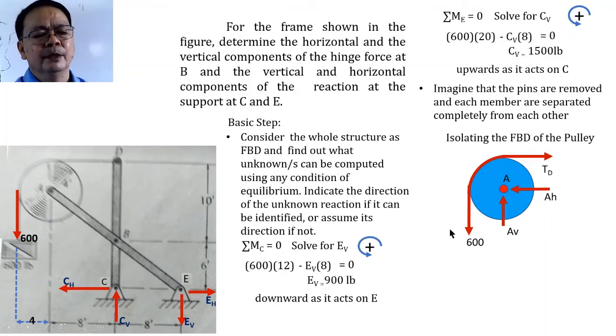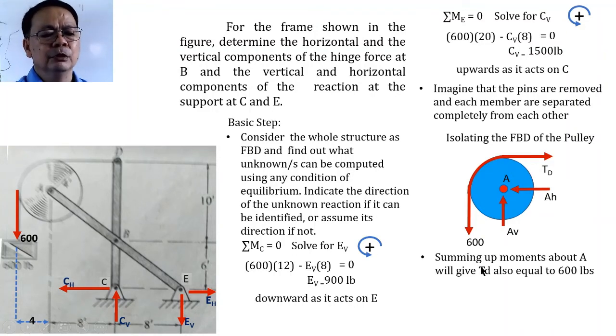So you will notice here that the pulley now is isolated completely as a free body diagram. And because this is part of an equilibrium, this pulley will also satisfy the conditions of equilibrium. What are those conditions? If we take the summation of moments about A, you will find that the value of T sub D is equal to 600. So if T sub D is now 600, we will have two remaining unknowns, A sub V and A sub H.